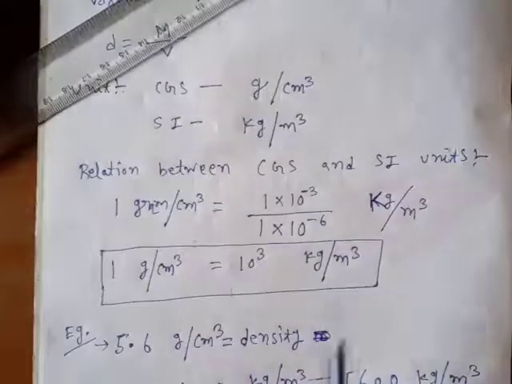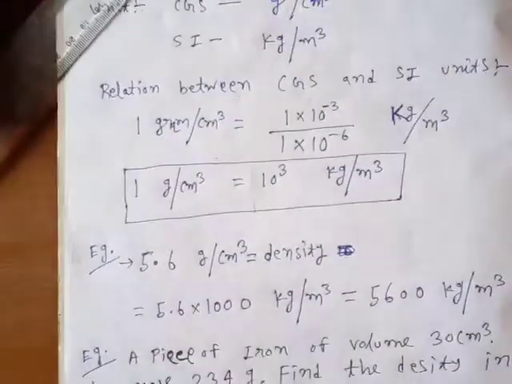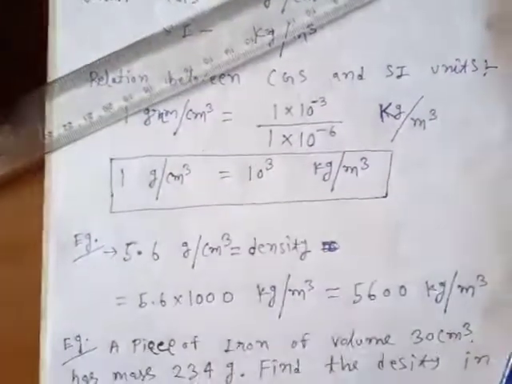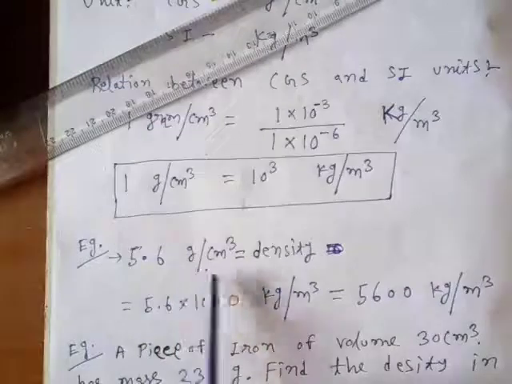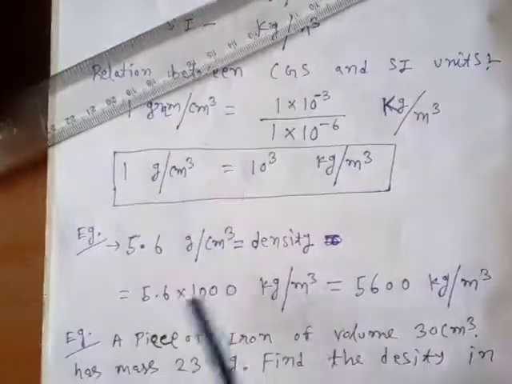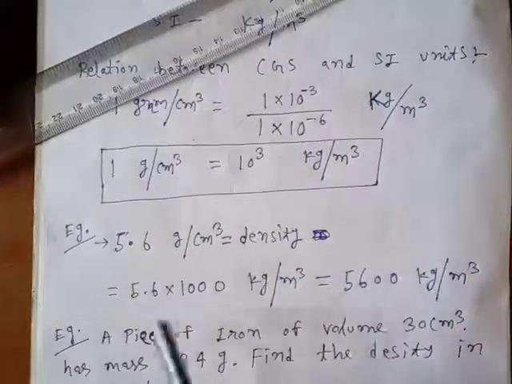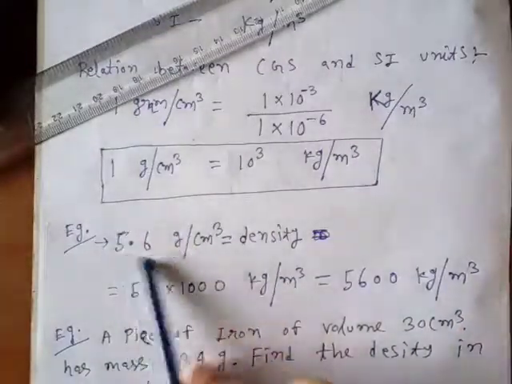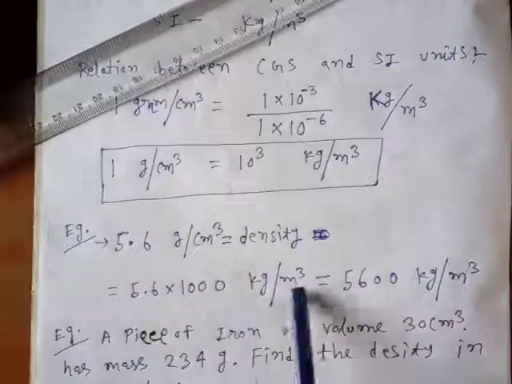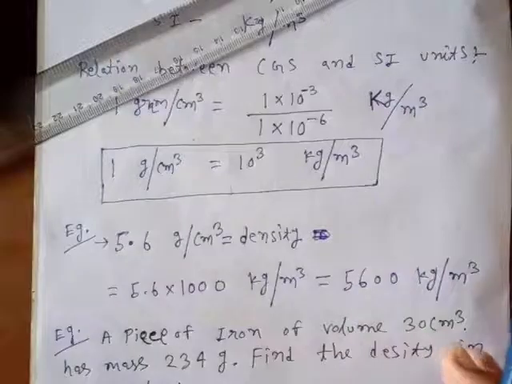So the answer will come: 1 gram per centimeter cube is equal to 10 cube, or 1000 kg per meter cube. Suppose it is given that the density of a material is 5.6 gram per centimeter cube, and tell the density in SI system. Then I just have to multiply this numerical value by 1000 and change the unit into kg per meter cube.